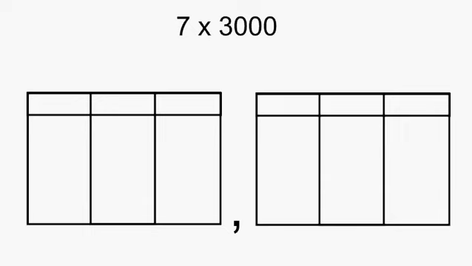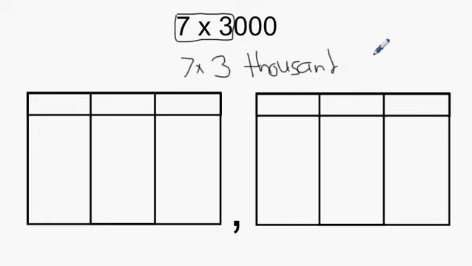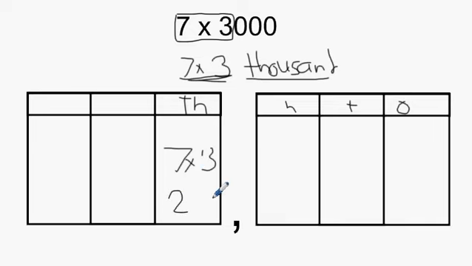This is a toughie, but we still do the same kind of thing. We can look at this part of the problem first. This is 7 times 3, and this is 3,000. So 7 times 3,000. Okay, and just like in the previous problems, 7 times 3, we're going to put in the thousands place. So let's do it. 7 times 3 is in the thousands place. So 7 times 3 is 21. And then zeros.